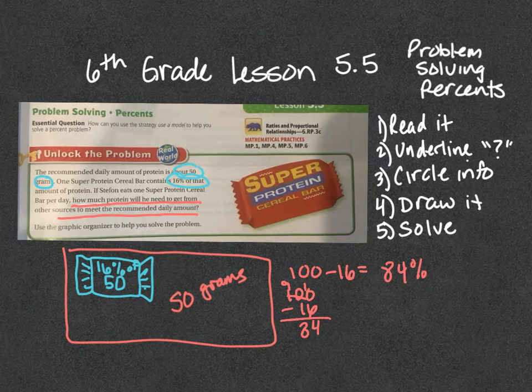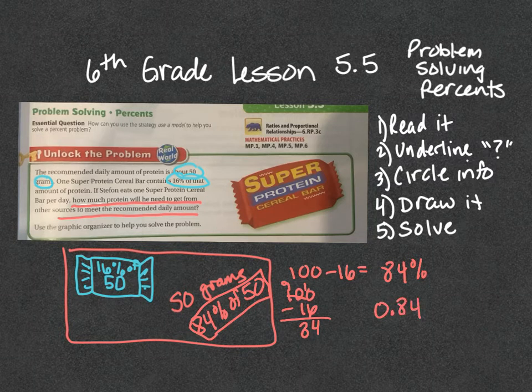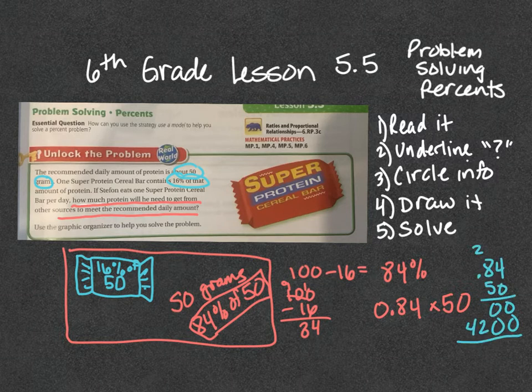Okay, so what he needs more of, he needs 84% of 50 grams to make up for the rest. Okay, well, I can do that math. That is 0.84 times 50. I'll go ahead and calculate that.